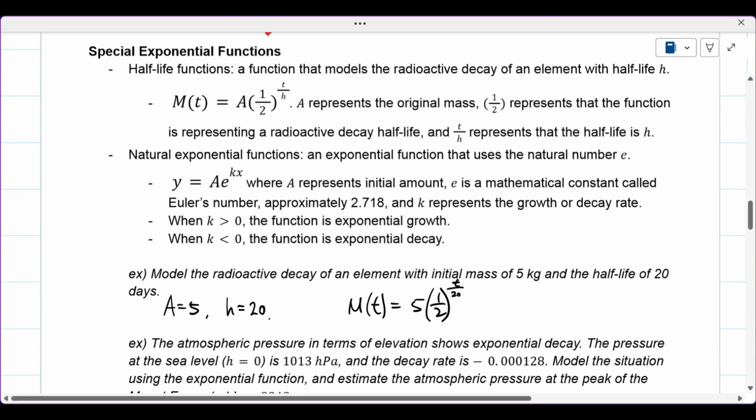Now when you solve this problem, this is already complete, right? When you do the order of operations, the 1 over 2 to the power of t over 20 happens first, before you multiply by 5. So at this point, we don't have to multiply 5 and 1 over 2 and get 5 over 2. That's impossible, so let's not do that. My final answer is just as it is. M of t is equal to 5 times 1 over 2 to the power of t over 20.